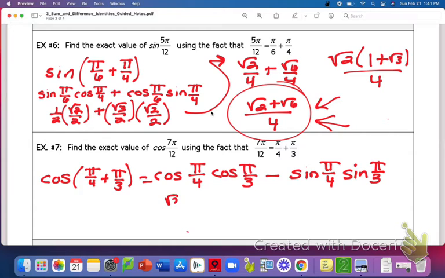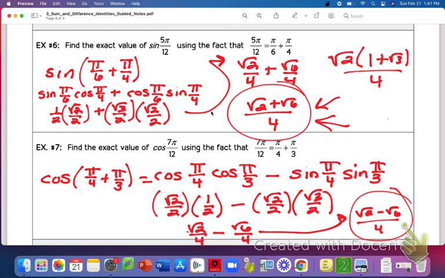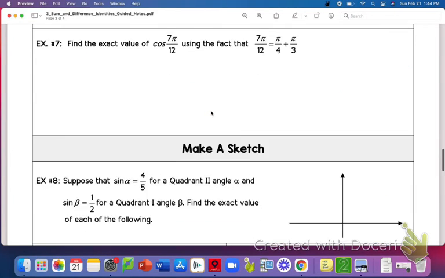Cosine of pi over 4, that's easy, root 2 over 2. Cosine at pi over 3 is going to be 1/2. So adjacent would be the 1. And then minus root 2 over 2 for my sine of pi over 4. And then sine at pi over 3 is going to be root 3 over 2. Combining that together gets me root 2 over 4 minus root 6 over 4, which gives me a final answer of root 2 minus root 6 all over 4. And I would just leave it there. All right, very good. Not too crazy, I don't think.